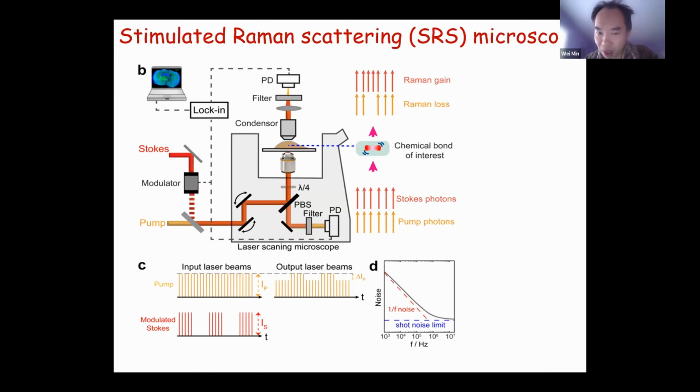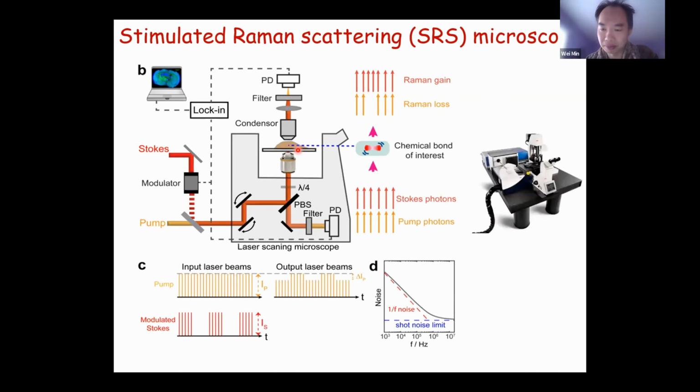So that's one little pixel, and then we raster scan the sample. Just like a confocal, you scan across the sample, and you will generate a 3-dimensional chemical map. And this has been commercialized by several microscope companies, such as Leica. They have stimulated Raman as one of their standard products, on their high-end confocal microscopes.